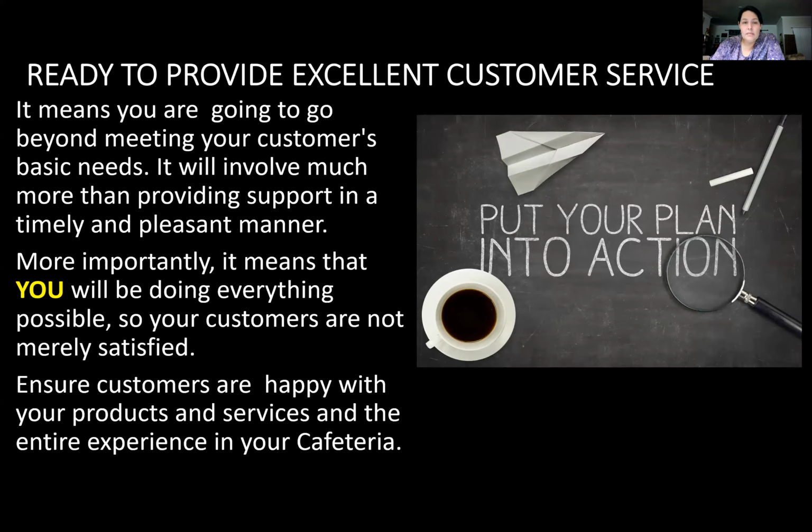And more importantly, it means that you will be doing everything possible so your customers are not merely satisfied. Ensure that your customers are happy with your products and services, and that the entire experience in your cafeteria means that they're going to be happy with everything overall. Your signage, the way your cafeteria looks, the way you display your food, each and every single one of your staff members. Put your plan into action and work on challenging yourself to be better each day.